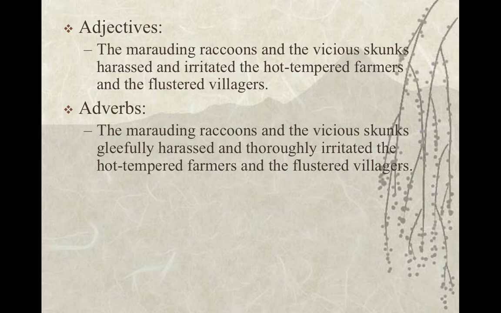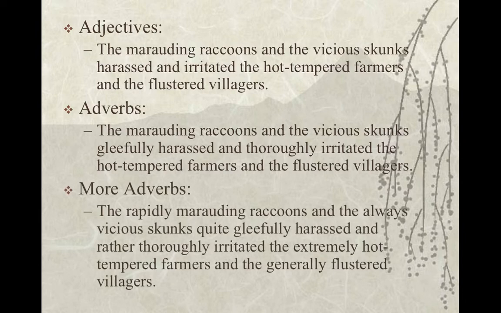We could use adverbs to describe the verbs: gleefully harassed, thoroughly irritated. We could add adverbs to describe the adjectives and other adverbs, right? The rapidly marauding raccoons. They're rapidly marauding. They're not rapidly raccoons. It's not poof, you're a raccoon or anything like that. So the rapidly marauding raccoons and the always vicious skunks, quite gleefully harassed and rather thoroughly irritated, the extremely hot-tempered farmers and the generally flustered villagers. So still no comma. While my sentence has gotten kind of long and wordy, it is still who did what to whom, and so that structure is still simple.